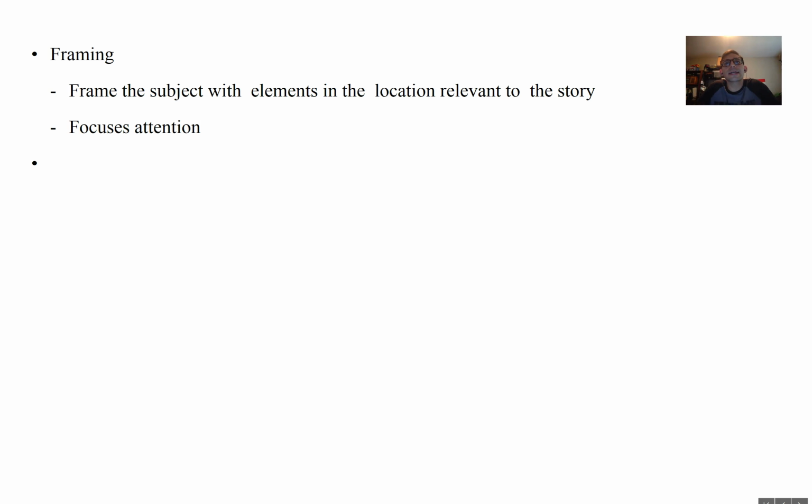Framing is another composition technique. It's a simple idea. You frame the subject with elements in the location relevant to the story. Framing is a great way to help tell a story. It also focuses attention.